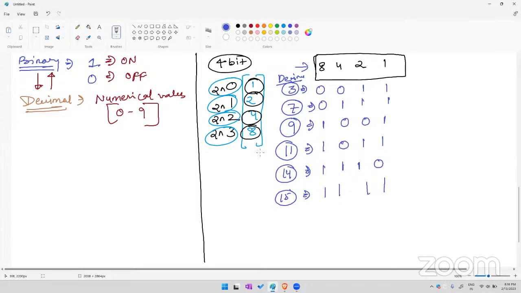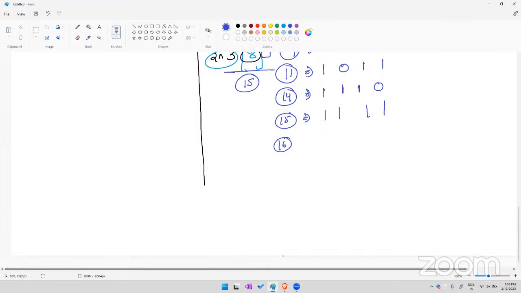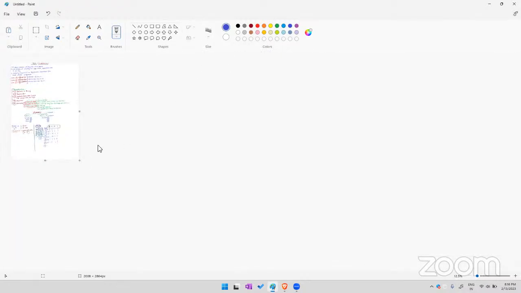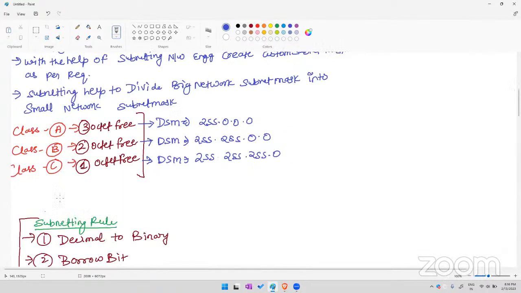But which decimal values are possible to convert to binary? If you get 16, is it possible to convert? No, because if you total all values, the total is 15. So from 1 to 15 it is possible to convert decimal to binary, but with how many bits? Only 4 bits. Now, one more thing: if you are getting 8 bits, how many values can we convert from decimal to binary? Now we need to learn.